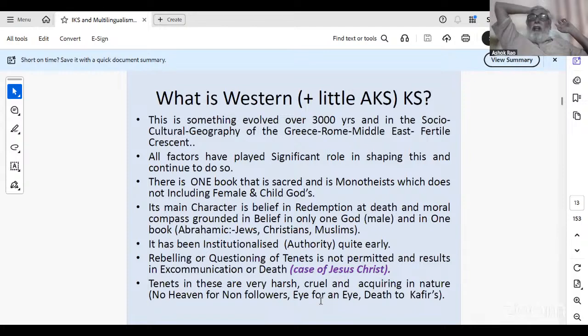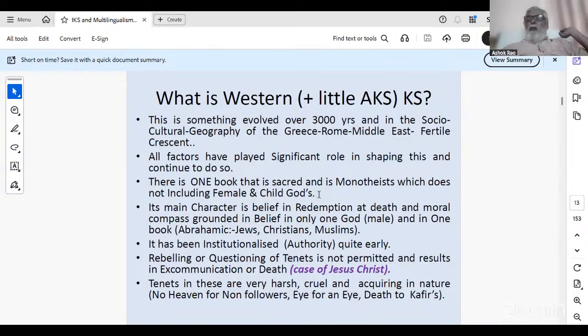So what is this Western knowledge system, which is also partly the Arabic knowledge system? This is something that has evolved over 3,000 years. So it's not an overnight phenomenon. It evolved in the socio-cultural geography of Rome, the Middle East, Greece, what one calls the Fertile Crescent. I'll come to that. All factors have played a significant role in shaping that. What is common is, there is one book that is sacred. They are all monotheists, which does not include female and child gods. So the gender skewness in terms of value and representation is already there.